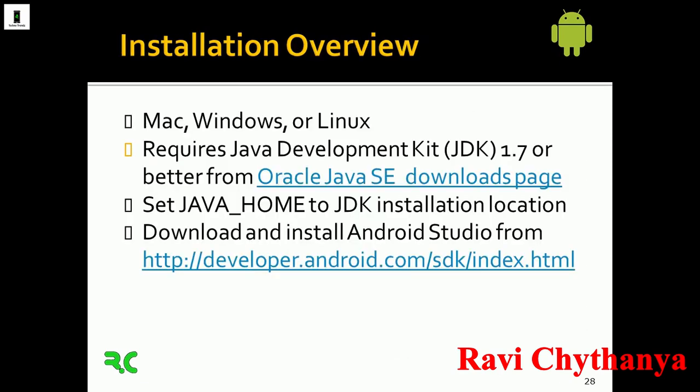Okay, so how to install? It can be installed on Mac, Windows or Linux, and requires the Java Development Kit, JDK 1.7 or above. You need to set JAVA_HOME to the JDK installation location. You can download and install Android Studio from developer.android.com, which is free and open source software.